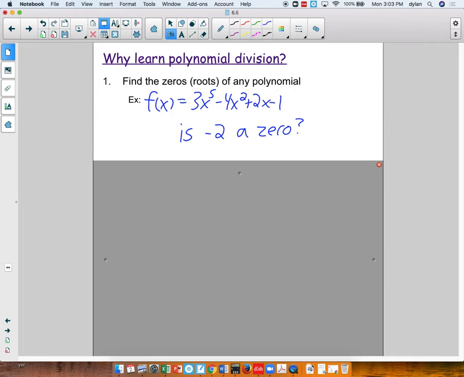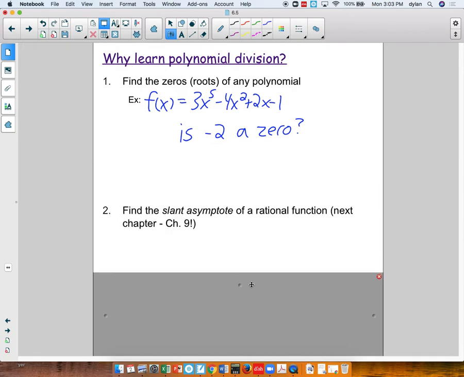The other reason that we want to know how to do polynomial division is actually for later on this year. We're going to learn how to find something called a slant or oblique asymptote. You guys have done asymptotes a little bit before. We're going to look at all sorts of different kinds of asymptotes in Chapter 9 when we learn how to graph rational functions. And we're going to use polynomial division, specifically polynomial long division, in order to find slant asymptotes. So those are two reasons why you'll want to become very proficient at these techniques.